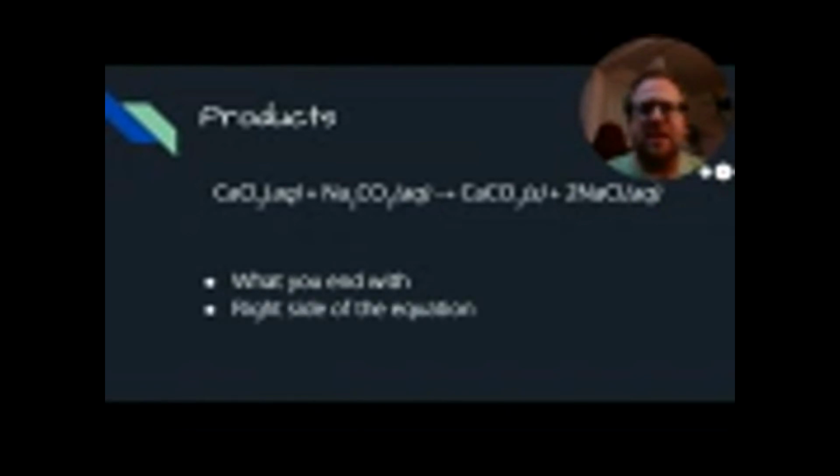Moving on to products. Again, using the same chemical equation, products, as the name implies, is what you end up with. It's the production of. What are we making? Typically, it's on the right side of the equation. So that's going to be these over here, the CaCO3 and the NaCl. Those are going to be my products in this chemical reaction.